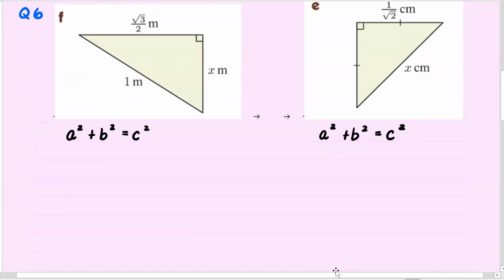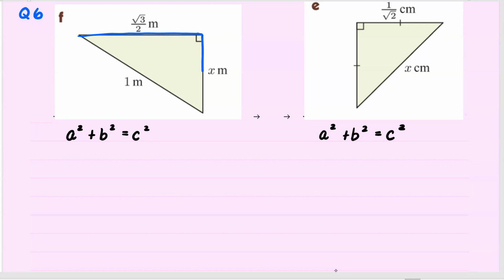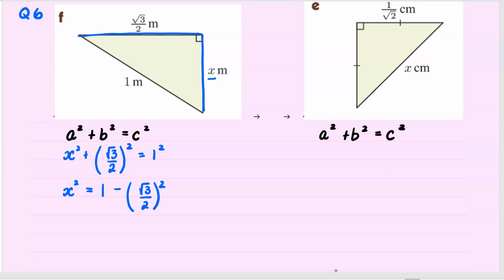Let's now have a look at question 6. Once again, same thing. Make sure you write your rule, trace your right angle, and I like to put my X first, so that's my A, that's my B, so we get X squared plus root 3 over 2 squared equals 1 squared. Notice I have put this in brackets, but same thing applies as we've done before. How do I get rid of a plus? We subtract, so it's now 1 squared is just 1, so minus root 3 over 2 squared.